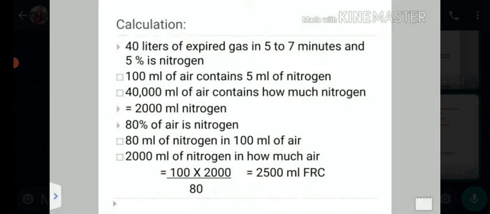Now, as we all know, about 80% of nitrogen is present in gas mixture. Means 80 ml nitrogen is present in 100 ml of air. Therefore, 2000 ml of nitrogen is present in how much air? That is equal to 100 multiplied by 2000 divided by 80. And therefore, FRC is 2500 ml.